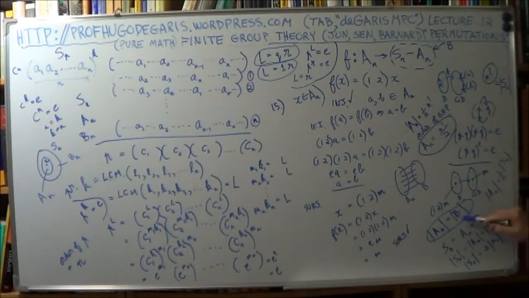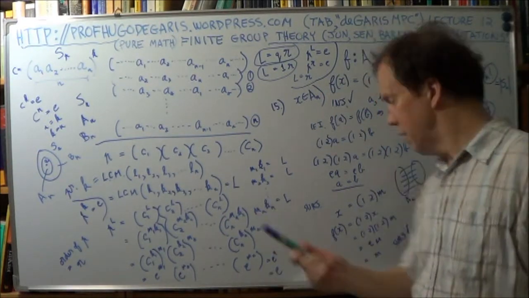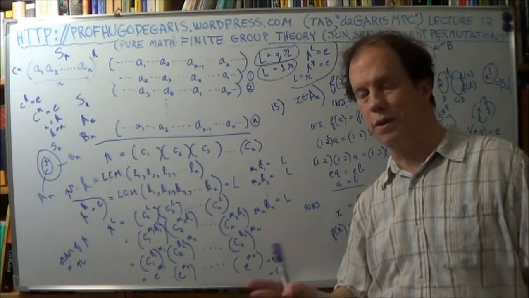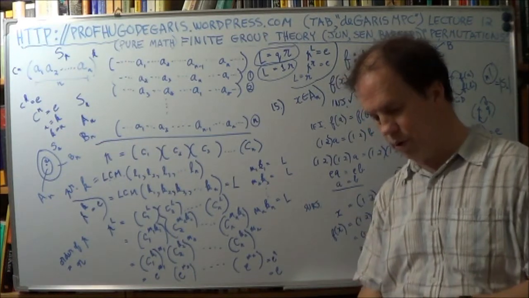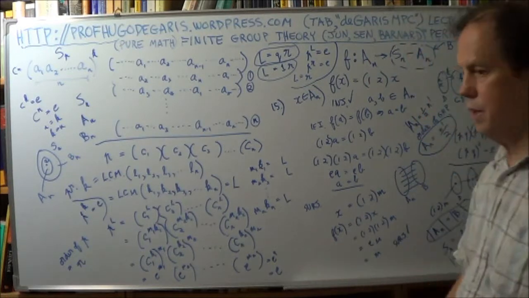And since the size of this set is equal to the order of the alternating group, therefore the number of odd permutations equals the number of even permutations. And that's quite an important result for future group theory work. Right? So, okay, that's it.